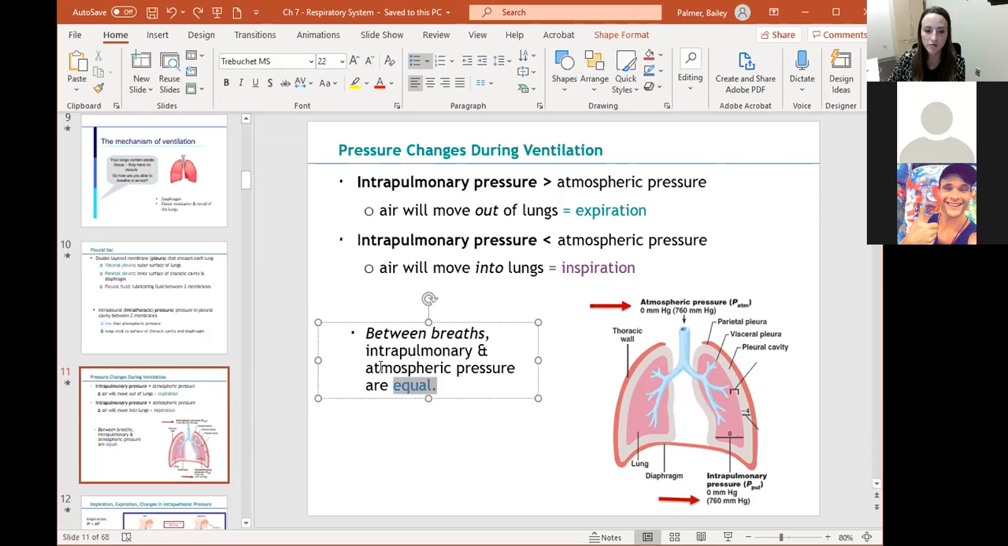But here, another really important point is in between breaths. When you're not inhaling and when you're not exhaling, there's going to be a few seconds where there's no movement of air. And when there's no movement of air, the pressure is equal. So that's another important thing to know: in those few seconds in between taking a deep breath or exhaling, the pressure in the atmosphere and the pressure in the lungs is going to be equal.